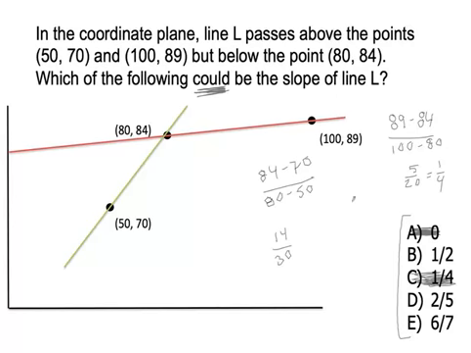Oh, so what does that mean? Well, it means that 1/2 is too big. 1/2 is bigger than that slope, and that slope itself is too big, so it can't be that one. And if 1/2 is too big, well, then certainly 6/7 is too big. So I'm left with the only possible answer, which is 2/5.